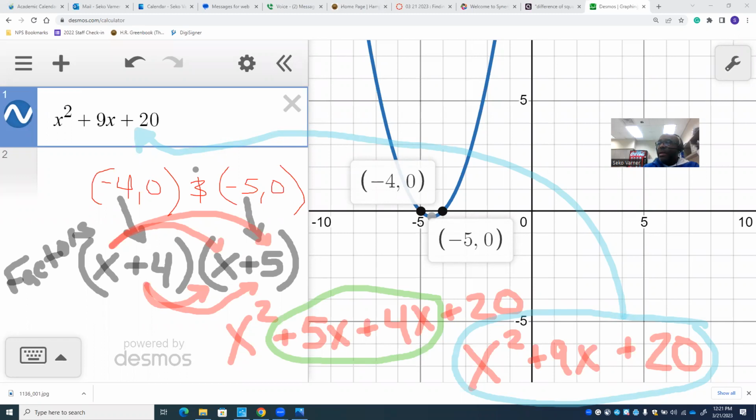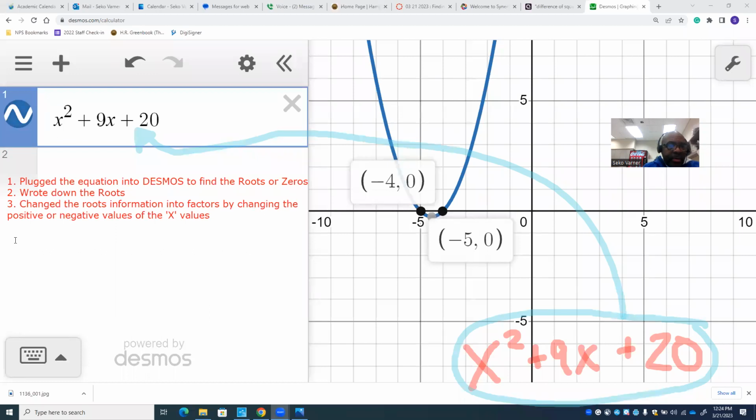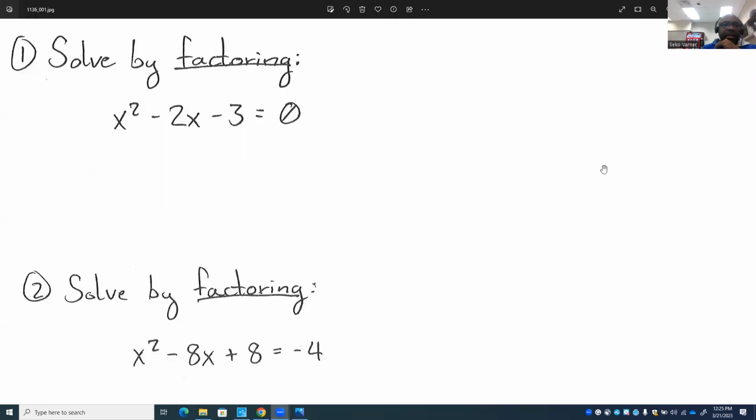So I went through 3 steps. I plugged the equation into Desmos to find the roots or the zeros. Zeros, roots, solutions, they're the same thing, okay? I wrote down the roots, and then I changed the roots information to factors by changing the positive or negative value of the x values, okay? So let's see how that looks. Let's do number 1 and number 2.